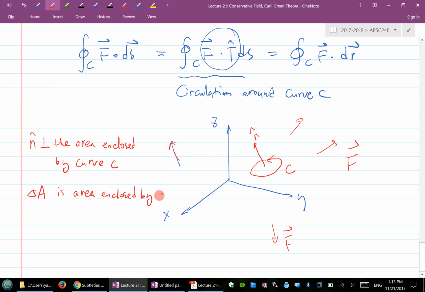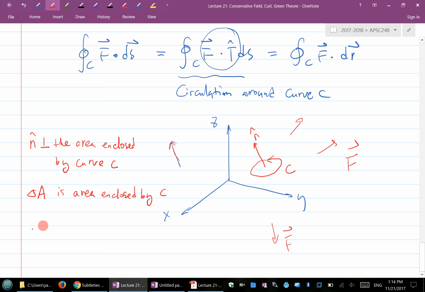Enclosed by C. So now you can imagine you have a curve C with a small area delta A like this, right? If I orient the curve C differently, I get another small area. Differently, another small area. The magnitude maybe is the same, but they are oriented in different directions, right?